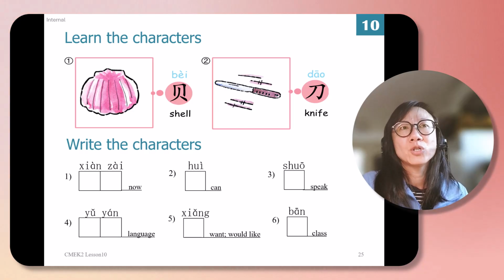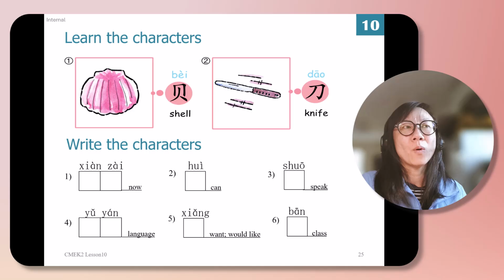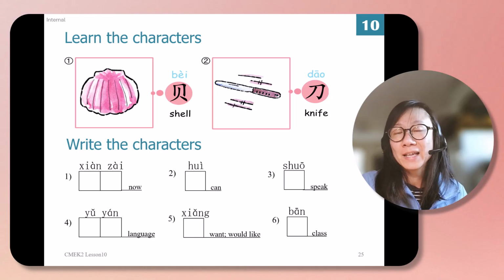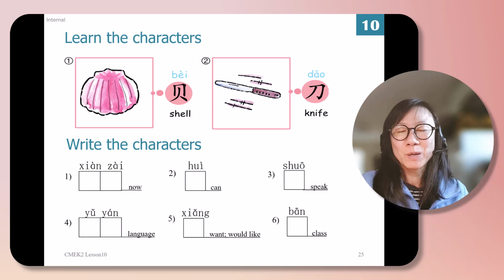Number 3, 说 speak. Also, we learned this in lesson 9. Number 4, 语言 language. And again, we learned that in lesson 9. See whether you can still remember. 想 want or would like, desire. And again, we learned it in lesson 9. The next one is 班. Now, this one is a bit tricky, and see whether you can find it from any lessons, especially lesson 10.